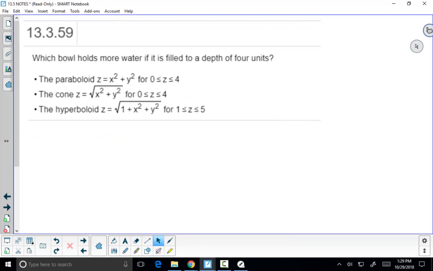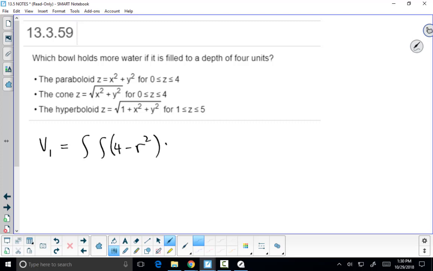All right, so it looks like we're just trying to figure out which bowl holds the most water. It's actually not that bad. Let's do this in cylindrical. The first one is a paraboloid, going from z equals 0 up to z equals 4. So for the parabolic bowl, the volume of the first one, we'll call it V1, is equal to. Do you want to use a triple or a double? We don't have triples yet. Okay, doubles. The upper surface is.